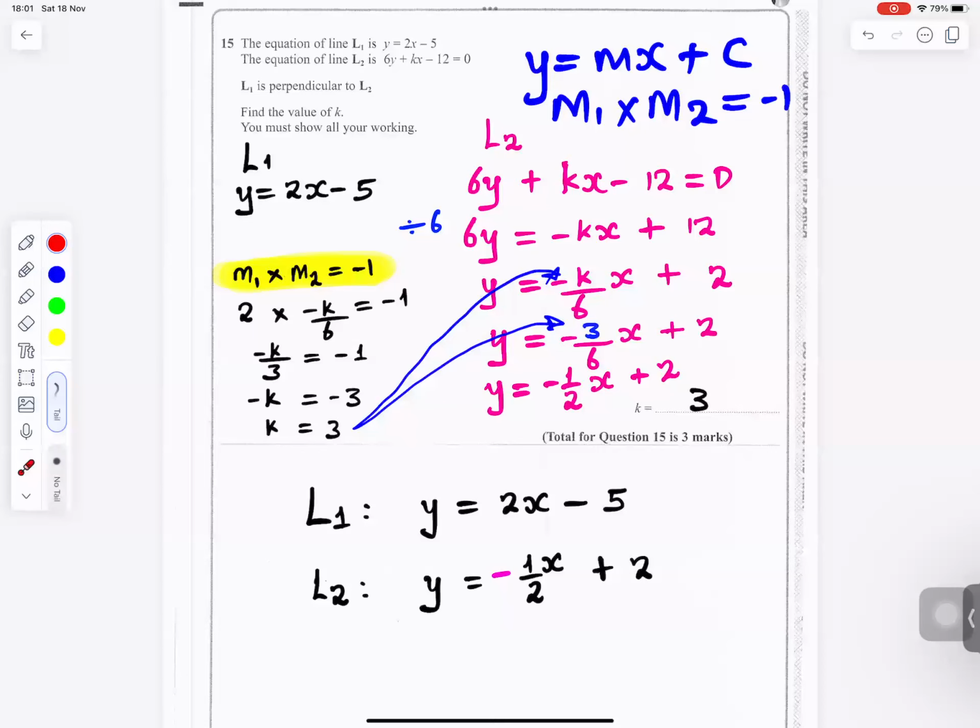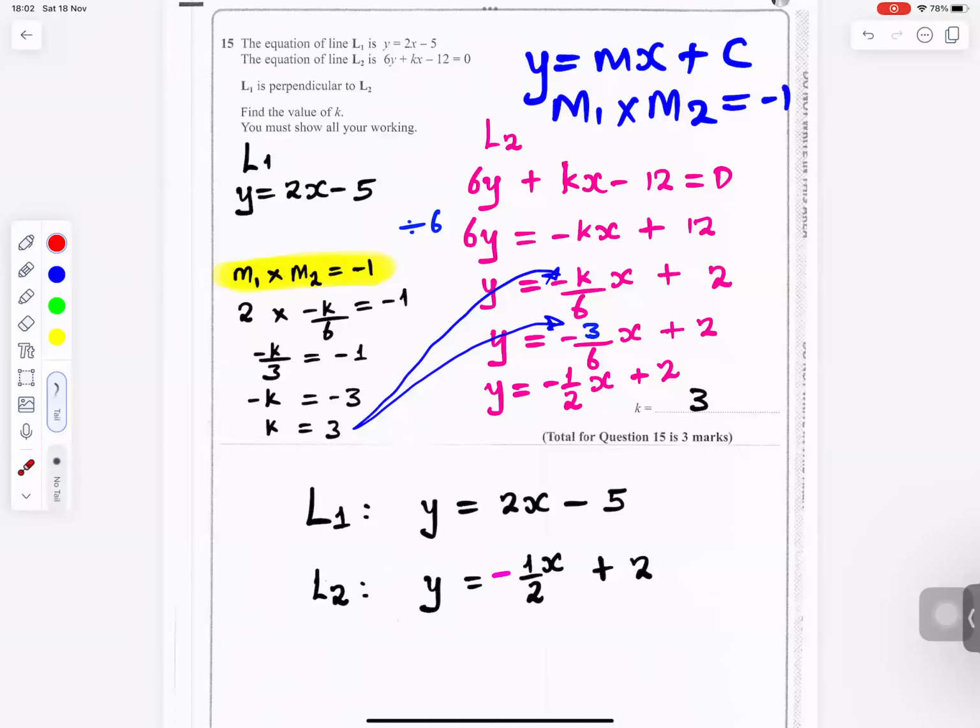Question 15. They've given you the equation of two lines, line L1 and line L2, and they are perpendicular. That means when you multiply their gradients, you will get minus 1. The two lines are perpendicular, so the angle between them is 90 degrees. Multiply the gradients, you get minus 1. So for the first line, the gradient is the number in front of x, which is 2.